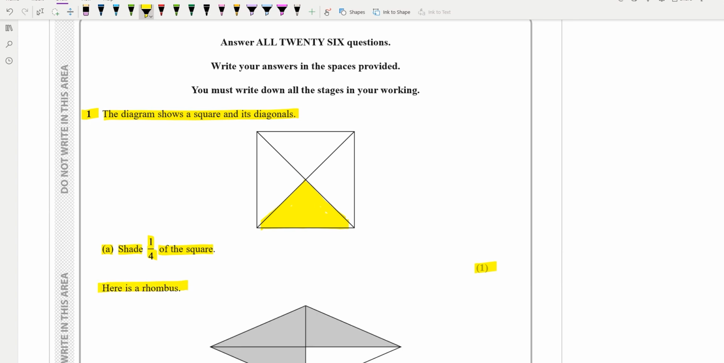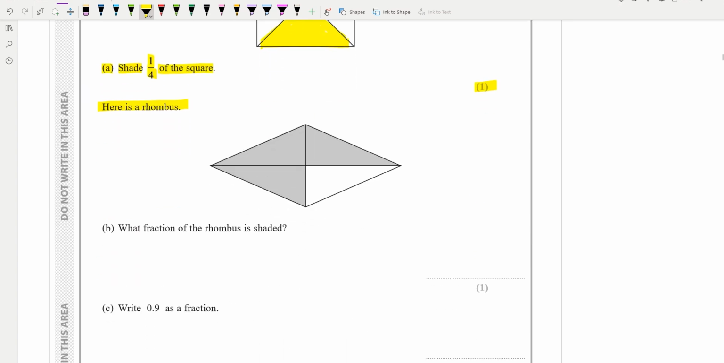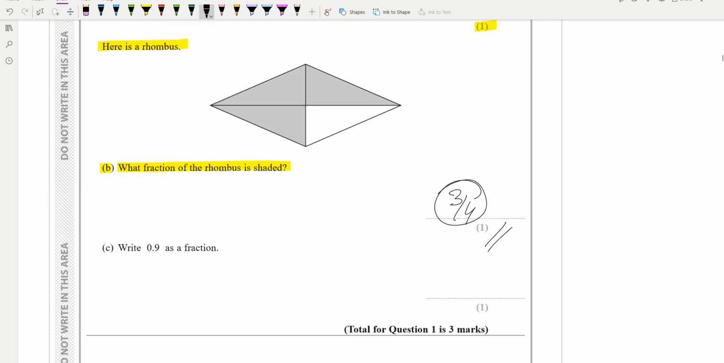Here is a rhombus. Next part, B part, what fraction of the rhombus is shaded? So out of 4 portions, 3 are shaded, so we can write the answer as 3 by 4, and this is one mark part which is done.